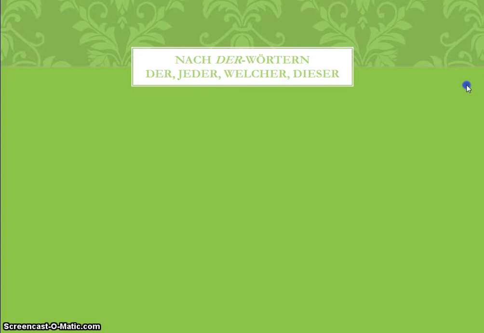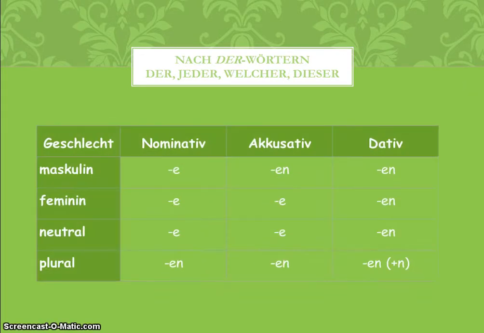Okay, so after der words, our chart looks like this. Again, in the dative, we have all the ens. In the plural, we have all the ens. And we have an en here in the masculine accusative, but otherwise we have es, okay? So don't get scared with those charts. You will not have to memorize them, okay?